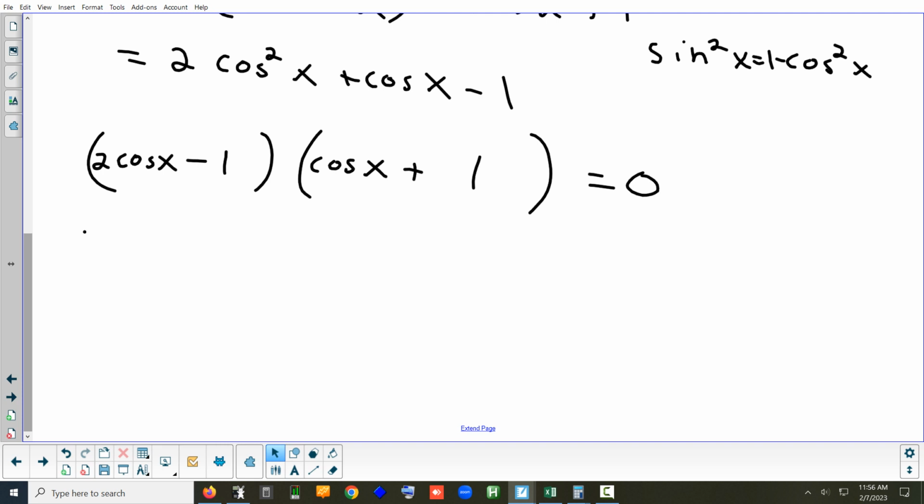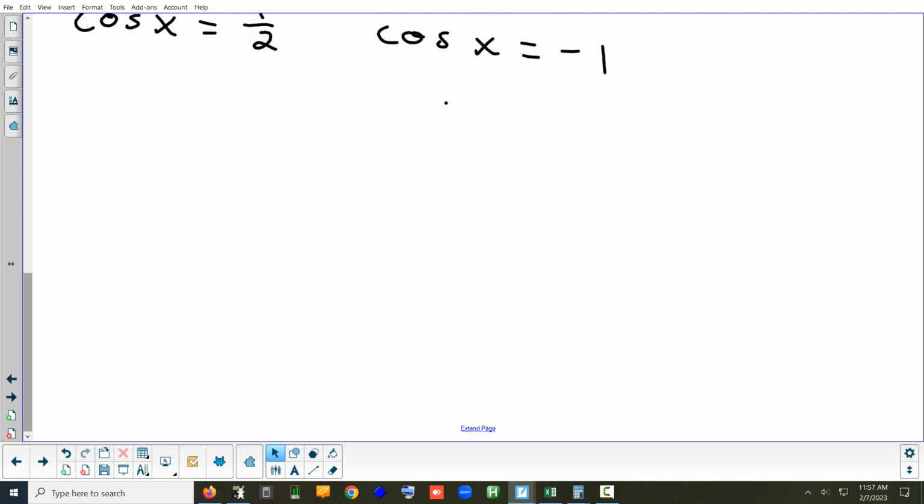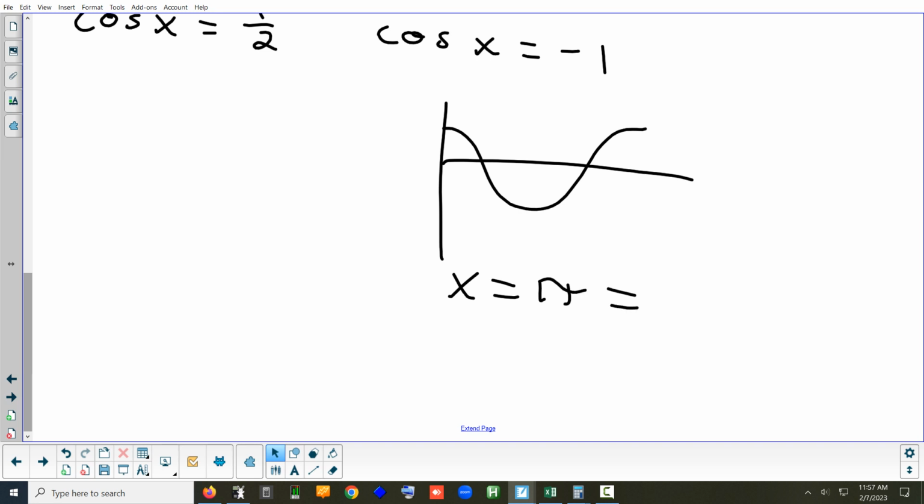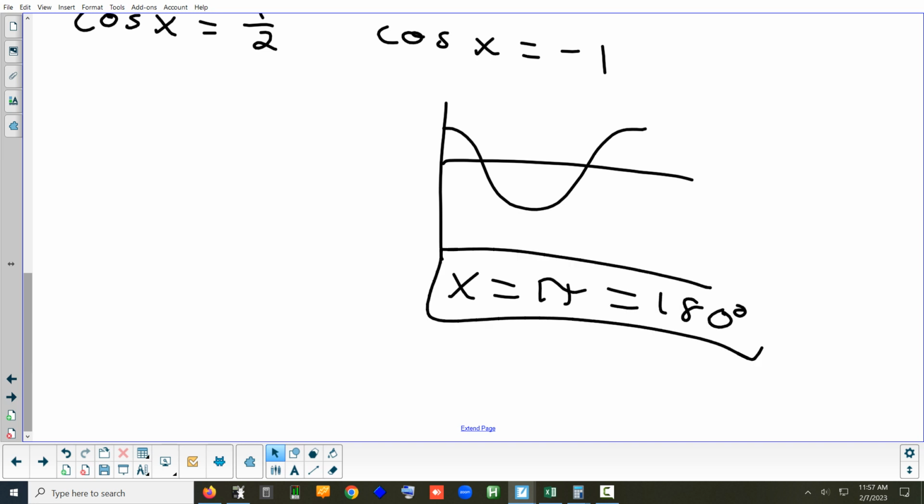You break them apart to kind of see. Okay, so with the first one, cosine x is going to equal 1 half. And cosine x is going to equal -1. Now, when it's equal to 1 or -1, you can just think about the graph. You don't really have to use the calculator. Where does cosine hit -1? Pi. So there's your first answer.